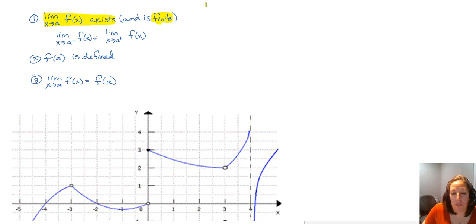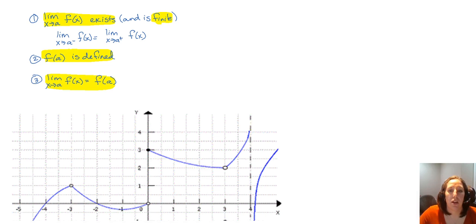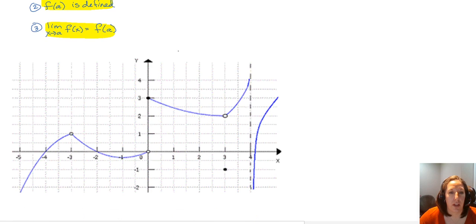So we can't have both ends going to positive infinity or something like that. It has to be a finite number. The second criterion is that our function has to be defined. f of a can't be a hole in our graph or an asymptote or something like that. Our function value has to be a finite number. And the third criterion is that those two numbers are the same. The limit can exist and the function can be defined, but it won't be continuous unless those are both the same number.